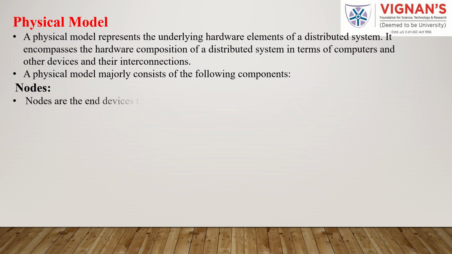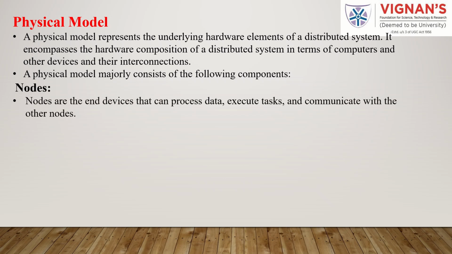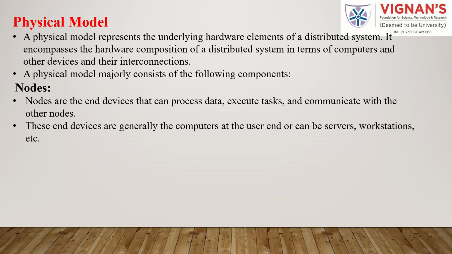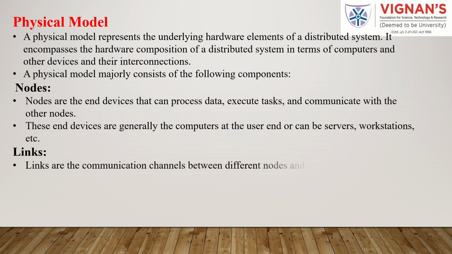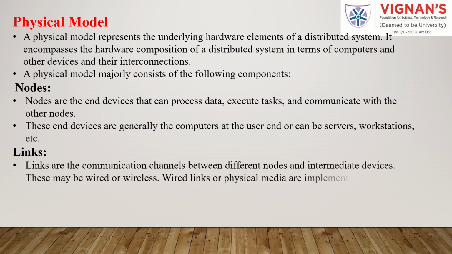Nodes. Nodes are the end devices that can process data, execute tasks, and communicate with the other nodes. These end devices are generally the computers at the user end or can be servers, workstations, etc. Links. Links are the communication channels between different nodes and intermediate devices. These may be wired or wireless. Wired links or physical media are implemented using copper wires, fiber optic cables, etc.